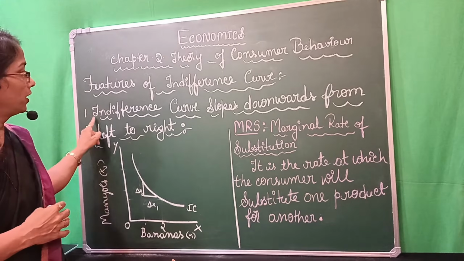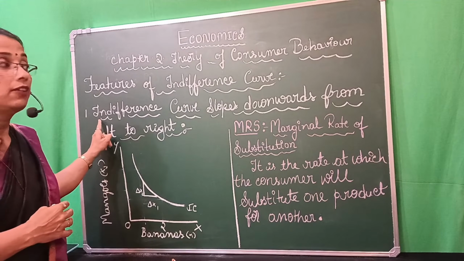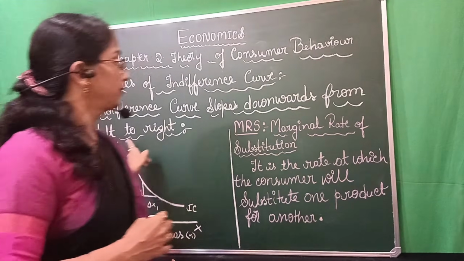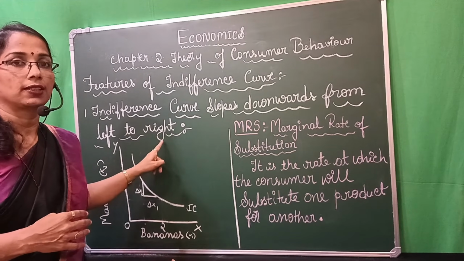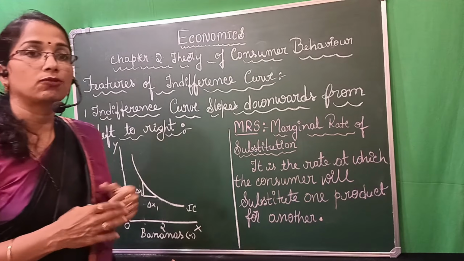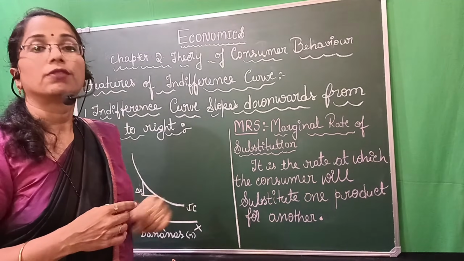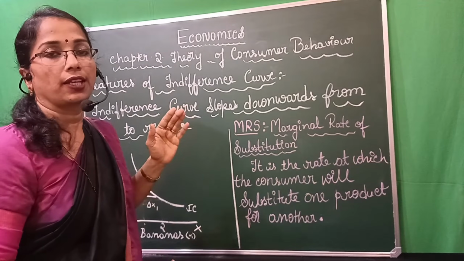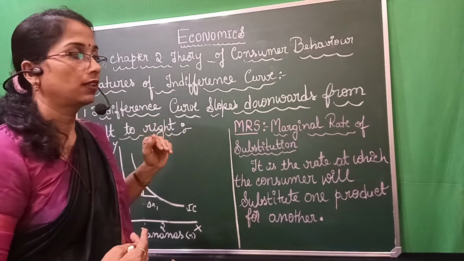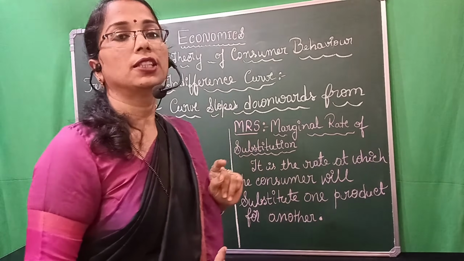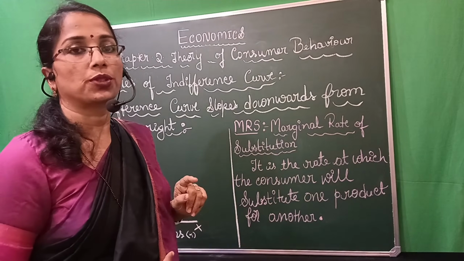First feature of an indifference curve says indifference curve slopes downward from left to right. Now the question is, why does an indifference curve slope downward from left to right side? Answer is, it is mainly because of the operation of marginal rate of substitution.